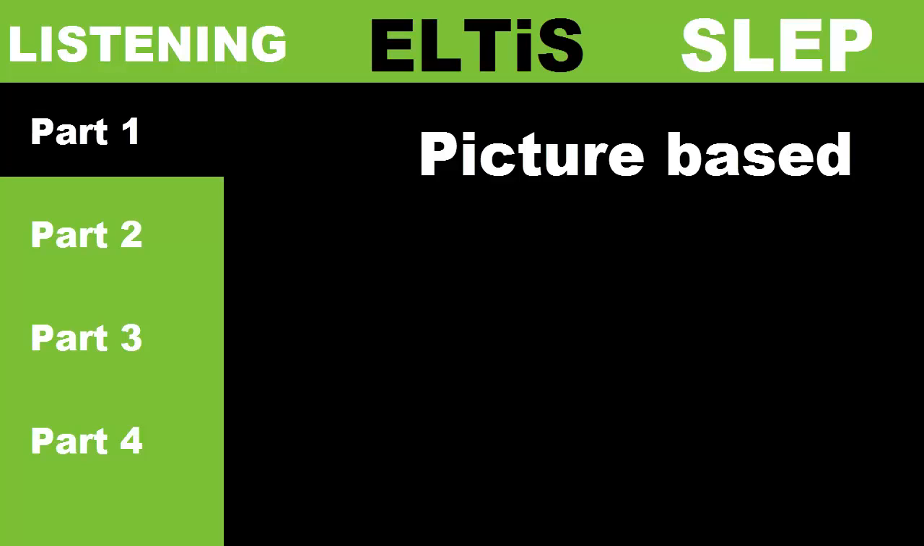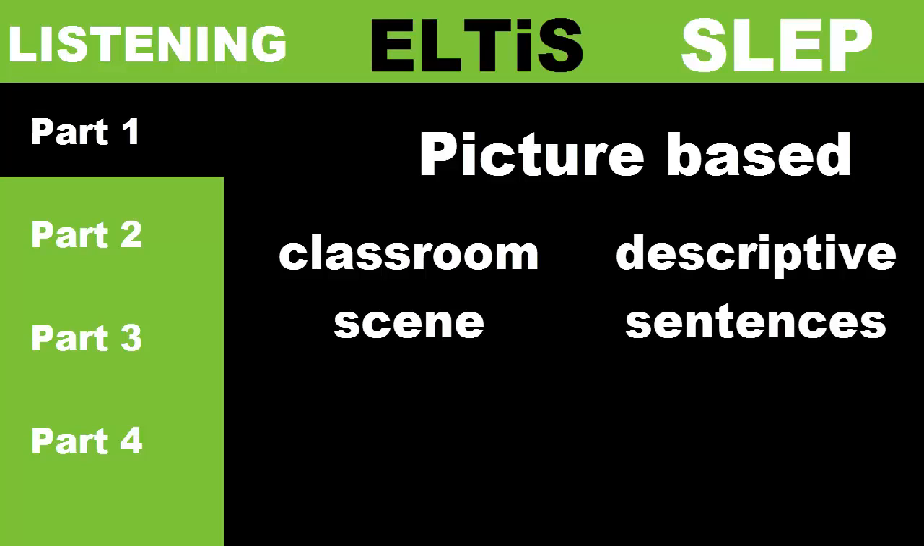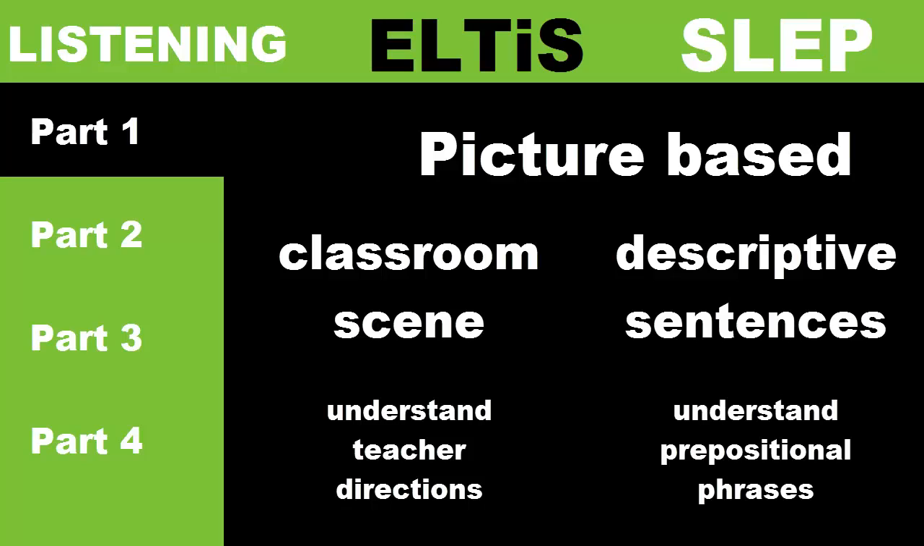In the ELTIS, the picture is of a classroom action scene, and the language is the teacher's directions to a class. In the SLEP, students look at a picture and they hear descriptive sentences. In ELTIS, the aim is for students to understand the directions, and in the SLEP, the focus of the items is on comprehending prepositional phrases.